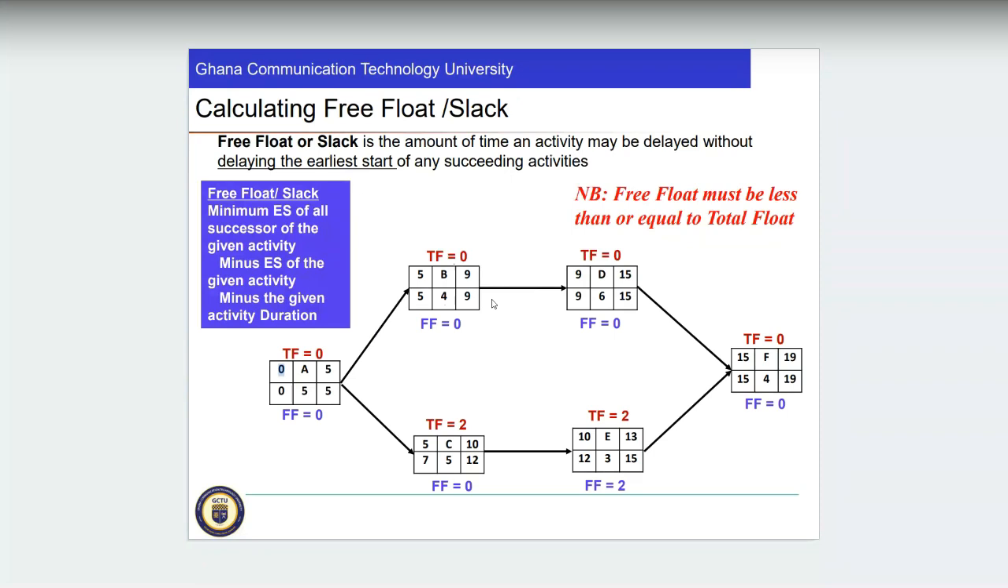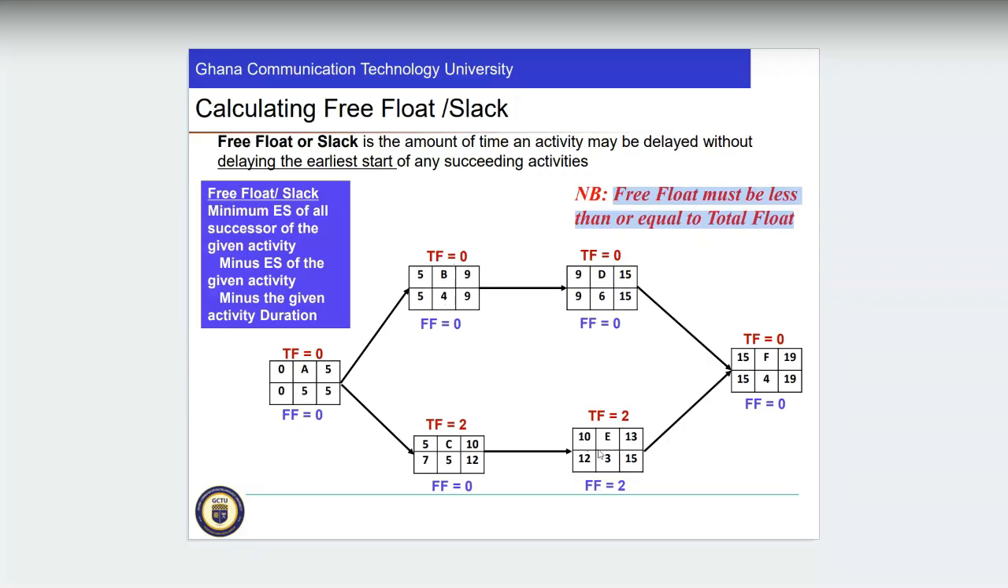I think there is something wrong. Let me have a look at it very well. Here the earlier start is 5, and here the earlier start is 0. Free float, duration is 4. So why here 0? If it should be 0, then I understand, because it says that free float must be less than or equal to total float. Okay, fine. Let's move on.